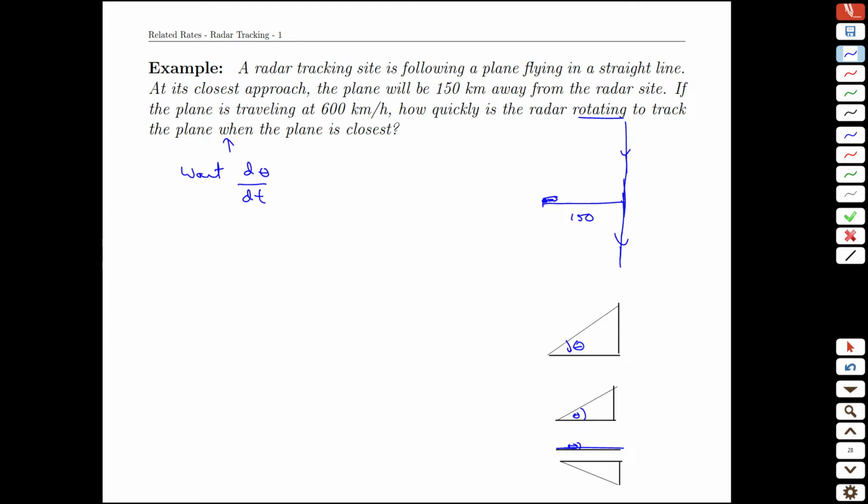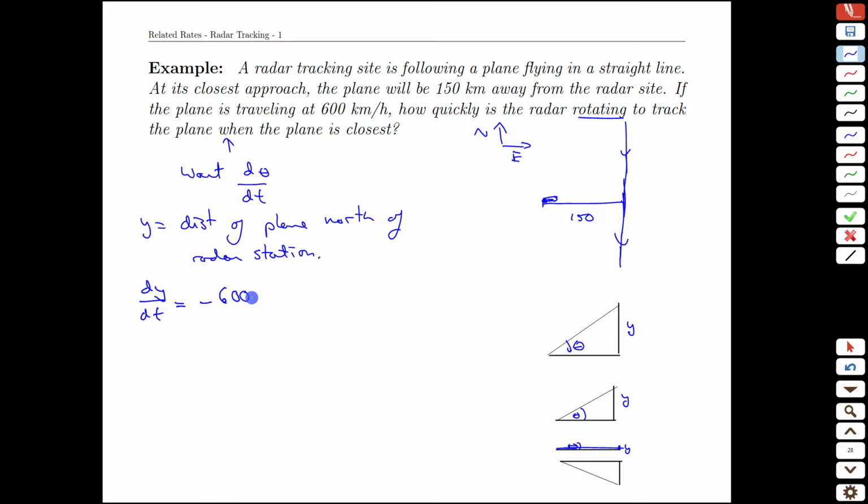So if we take a look at that, and we also look at the speed of the plane, well, let's give this quantity here a value. That'll be the distance y of the plane, and let's put this on our usual north and east axes here, plane north of the radar station. And what that's going to give us is dy dt is negative 600 kilometers per hour. This quantity here is getting smaller and smaller until it reaches 0 and then goes negative if we're talking about distance north of the radar station.